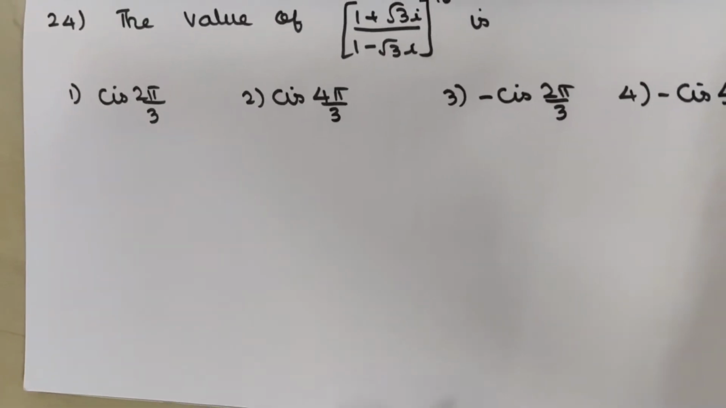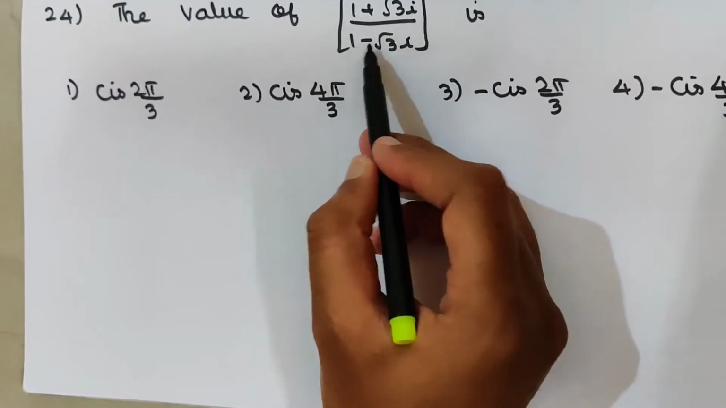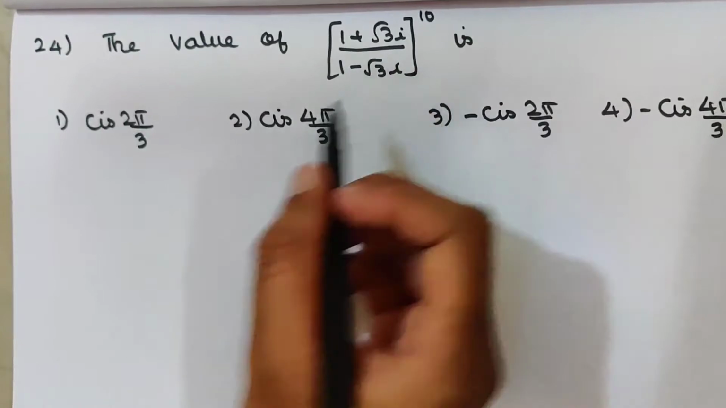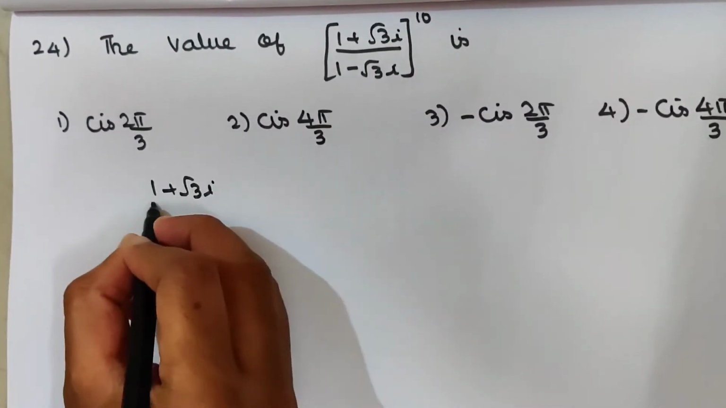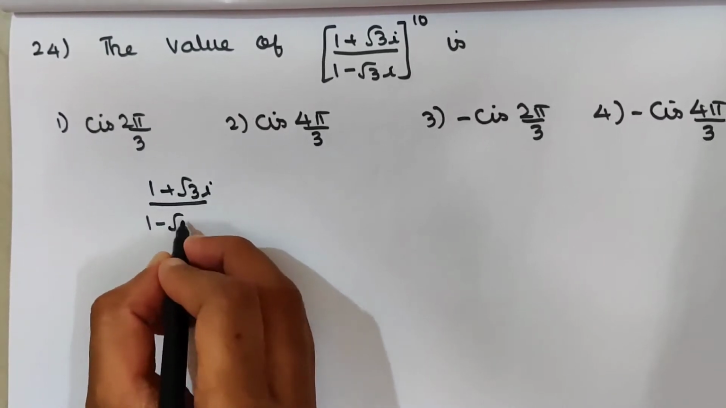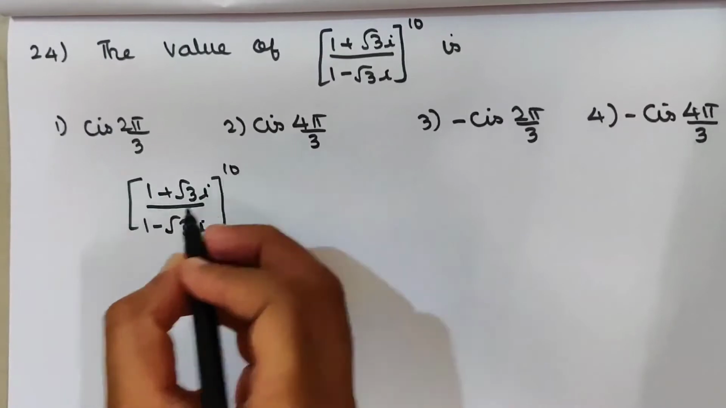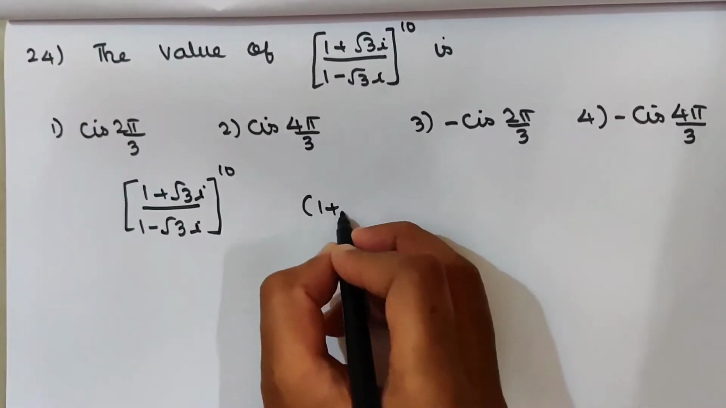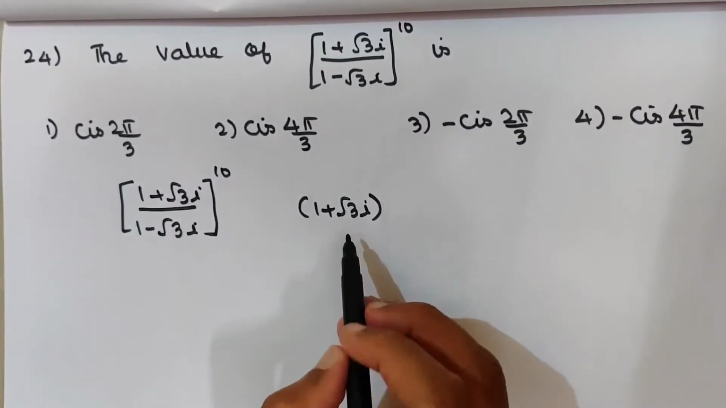24th question. The value of (1 plus root 3i divided by 1 minus root 3i) the whole power 10 is. First I am going to take this bracket, 1 plus root 3i divided by 1 minus root 3i, the whole power 10. Consider 1 plus root 3i and convert this rectangular form into polar form.